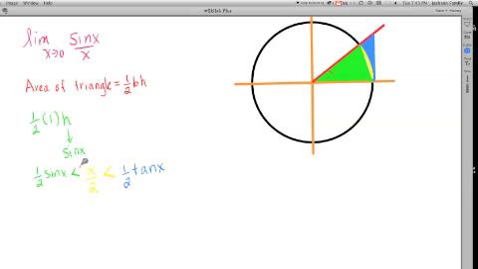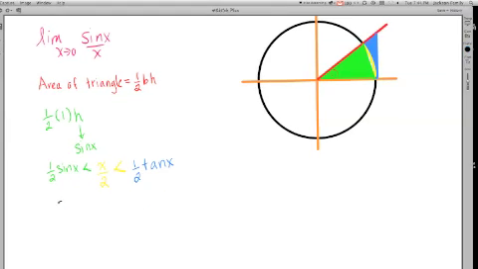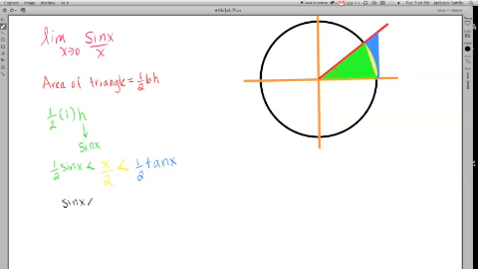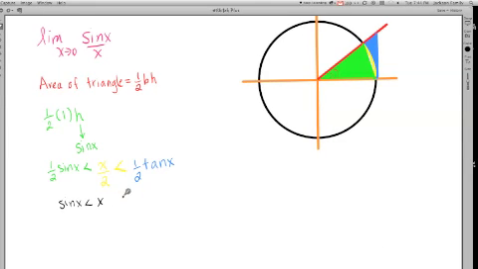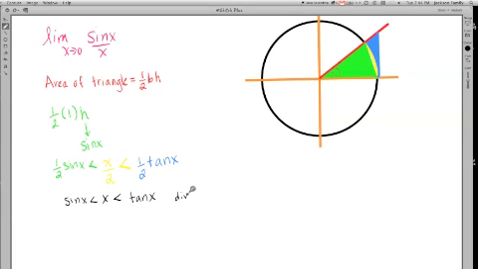And this still really doesn't look like what we want it to. Well, let's see if we can manipulate it and see if we can get something familiar. So we know everything's multiplied by a half. We can actually multiply through by 2 and it doesn't change the inequality. So sine x is less than x, which is less than tangent of x. Now if we divide through by sine of x, we start to see something that looks really familiar. So divide sine of x by x and we get a 1. That's less than x over sine of x, which is less than tangent of x divided by sine of x.